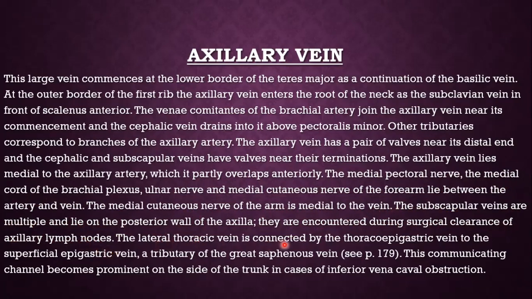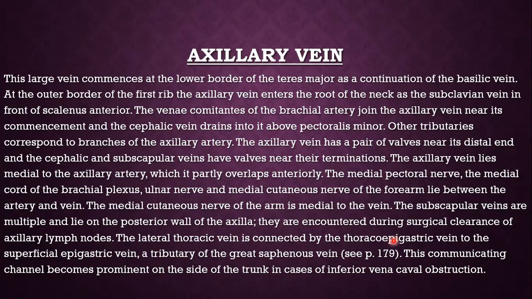Now, the lateral thoracic vein is connected by the thoracoepigastric vein to the superficial epigastric vein. The superficial epigastric vein is a tributary of the great saphenous vein, and this communication channel usually becomes prominent on the side of the trunk in cases of inferior vena cava obstruction. So the thoracoepigastric vein will connect your lateral thoracic vein to your superficial epigastric vein, and during inferior vena cava obstruction, blood will be forced to use that route so that it can access the superior vena cava.